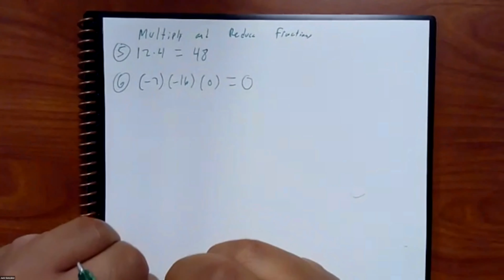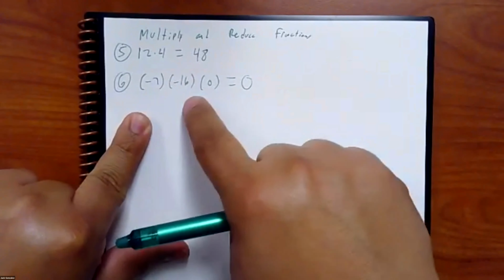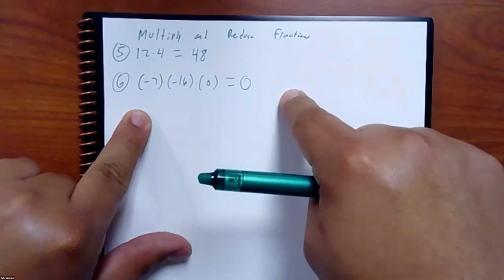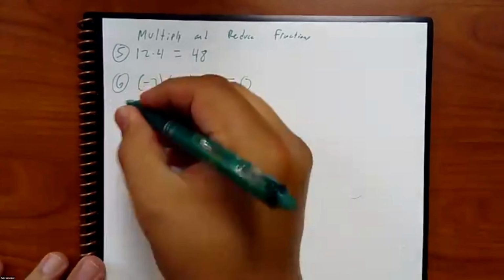Okay. These are all products. This times this is some number. That number times 0 will be 0, right? It doesn't matter what that number is.